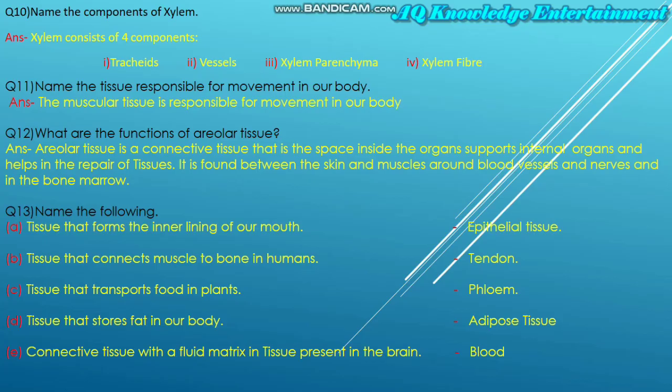Okay, so now we move to the next question, that is name the components of xylem. Now xylem consists of four components, as we know that. If you haven't watched that tutorial, you may not be knowing, so make sure to go and watch that. So the first type is tracheids, second one vessels, third xylem parenchyma, and the fourth xylem fibers.